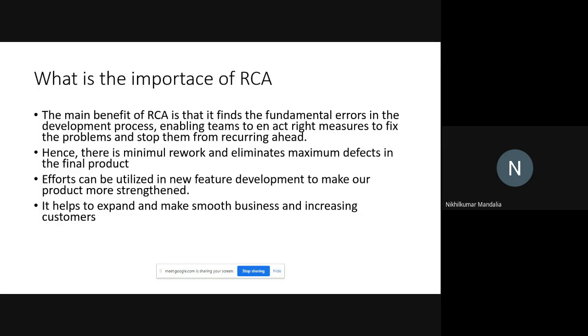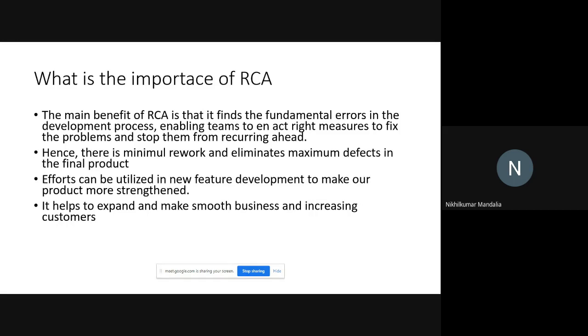So what is the basic conventional approach for root cause analysis? There are some different phases, like contributing factors. We can take one example, like a fire incident happened. So what are the contributing factors, and what is the main root cause for that?